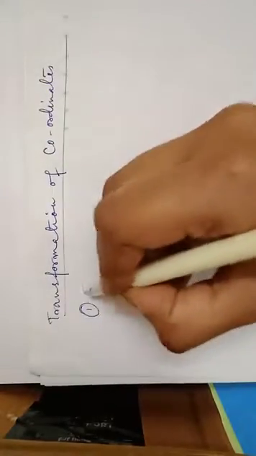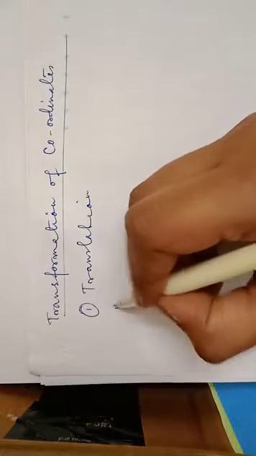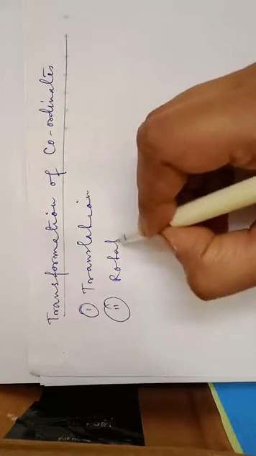First topic is transformation of coordinates. So here we can get two types of transformation of coordinates. Number one is called translation and number two is called rotation. So let's start with translation.